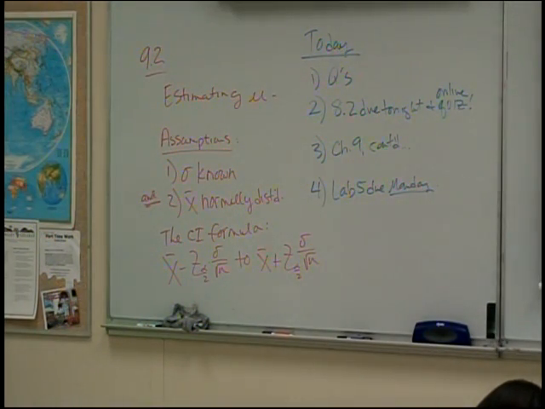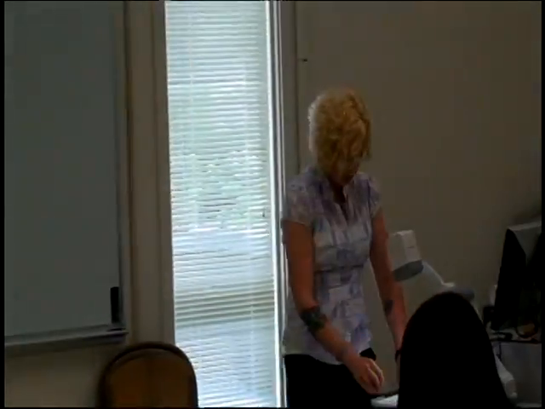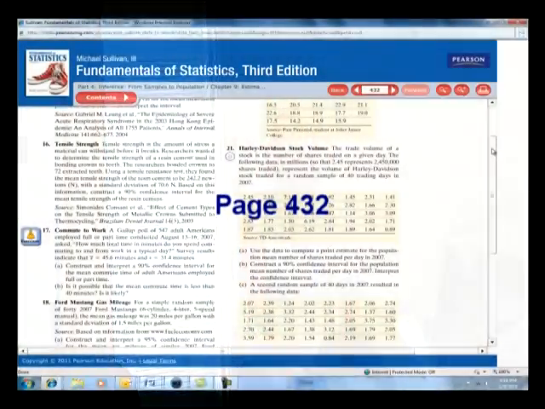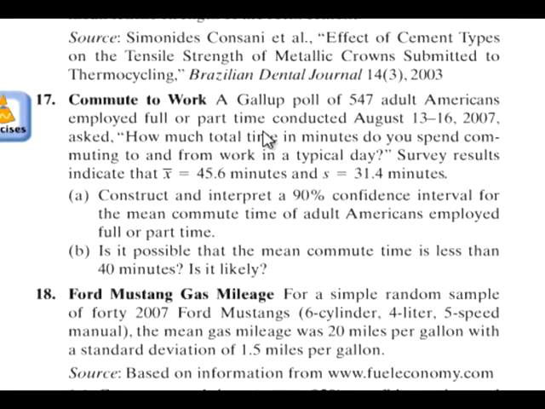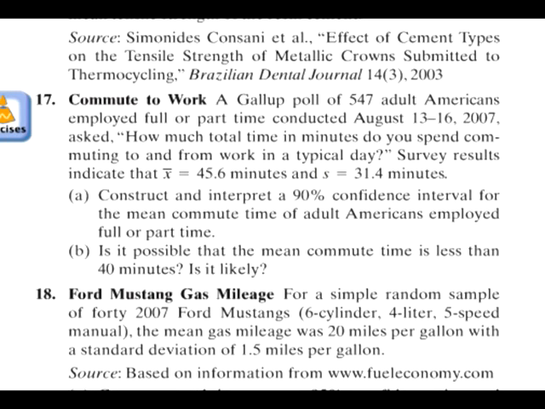Remember last time we did an example. So let's do a problem. Here's a problem on page 432, number 17. It's a Gallup poll of 547 adult Americans employed full or part-time, conducted on August 13 through 16 in 2007. They asked, how much total time in minutes do you spend commuting to and from work in a typical day? Survey results indicated that x-bar was 45.6.